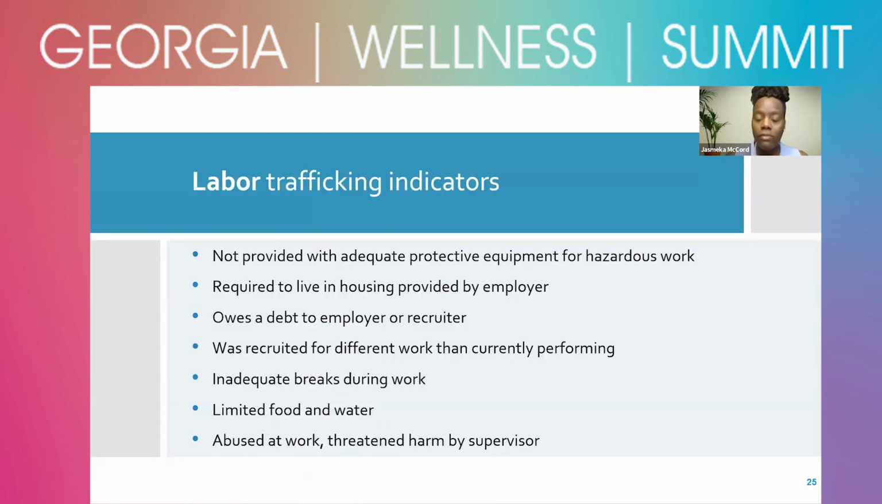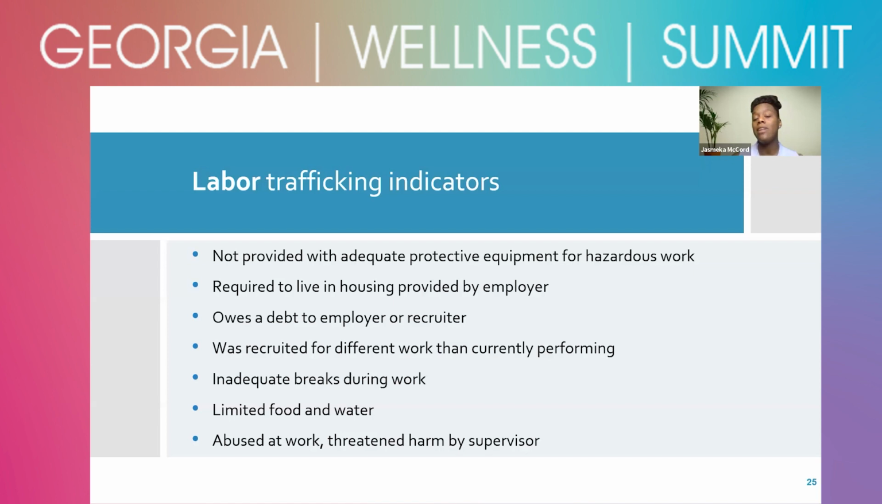Now, labor trafficking indicators are a little bit different, right? Remember, again, under the guise of human trafficking, under that umbrella, we have human sex trafficking and labor trafficking. Labor trafficking indicators can be that they're not provided with adequate protective equipment for hazardous work, if the employer doesn't give them eyewear or goggles or gloves or different coats, different things that may be crucial for the job that they do.